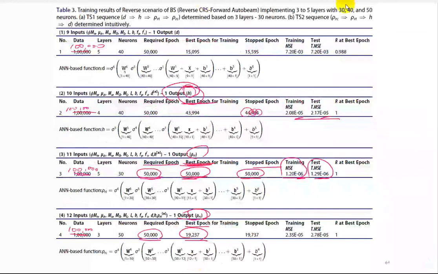However, you have reached 19,237 epochs when you are training RORC. And also you stopped at 19,737, whereas you requested 50,000 epochs to train RORC. So you have achieved enough training accuracy because your epoch stops well before 50,000, which is requested by the system. And it is very nice to see these epochs, which are less than the number you requested, where the training process terminates.